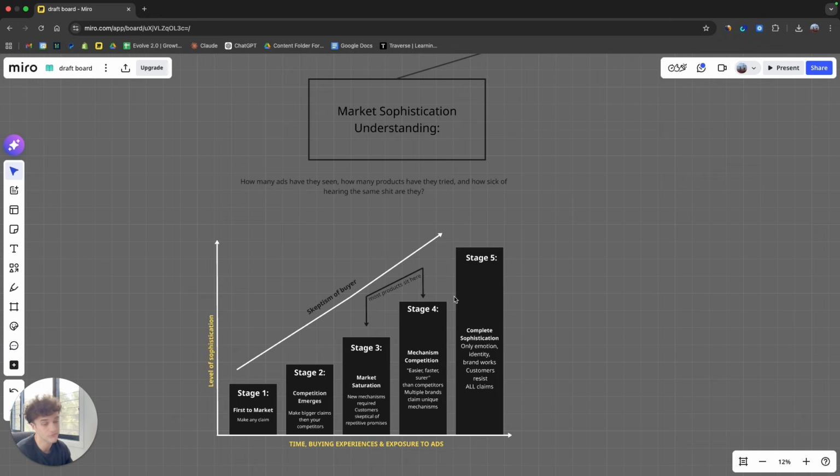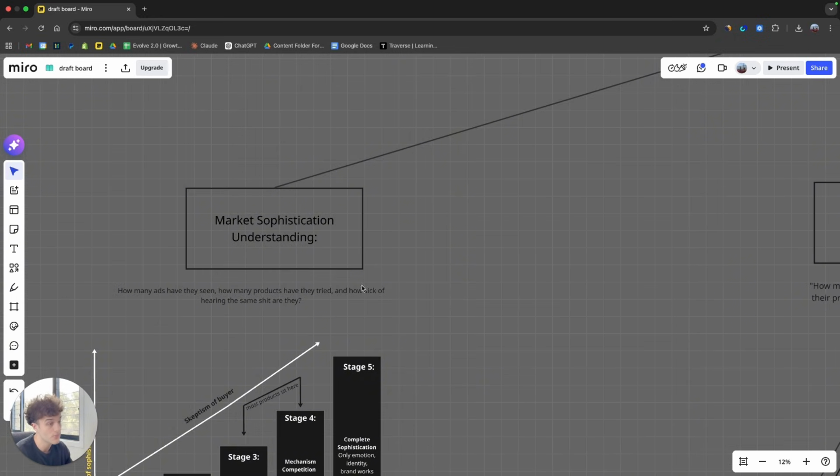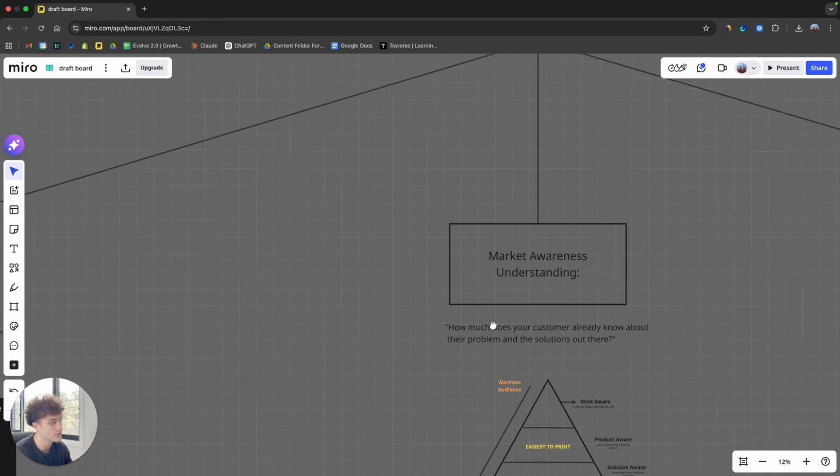Stage 3, stage 4, it's fine. You can make it work. You just got to adjust your targeting or your ad creation process based on your understanding of sophistication.